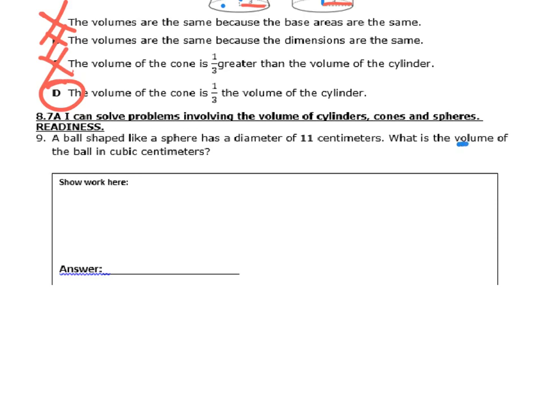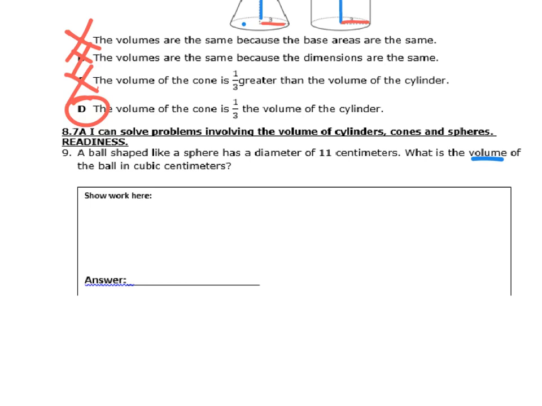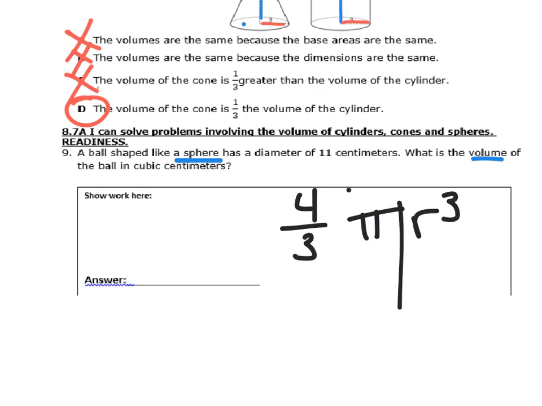Again, we're looking for volume. So 8.7a, I can solve problems involving volume of cylinders, cones, and spheres. And then this is a sphere. So I'm going to go ahead and look at my formula chart. Under the volume section, I have one for spheres. And this is probably one of our easiest formulas, 4/3 pi r cubed.